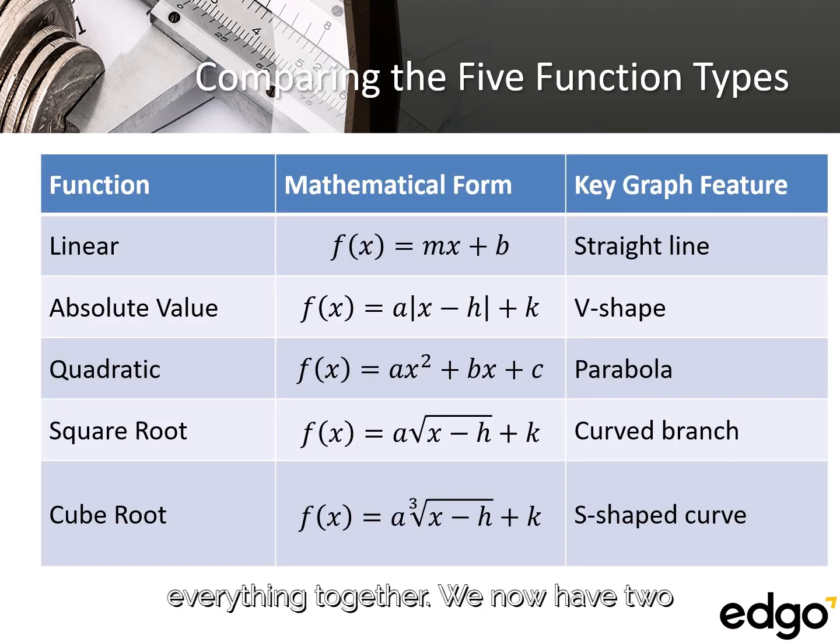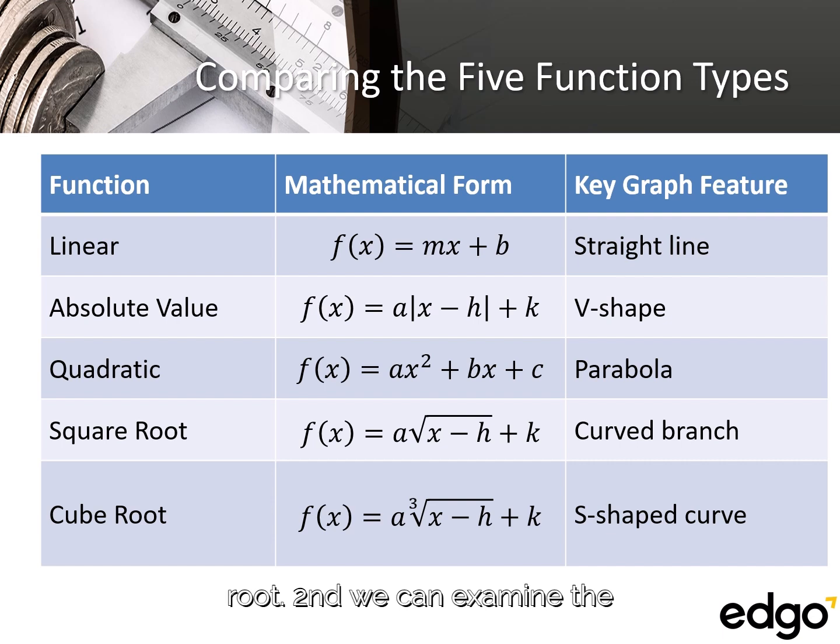Let's put everything together. We now have two important ways of identifying these functions. First, we can examine their mathematical form. For example, mx plus b suggests linear, while an absolute value expression suggests absolute value. An x squared term suggests quadratic. A square root expression suggests square root, and a cube root expression suggests cube root.